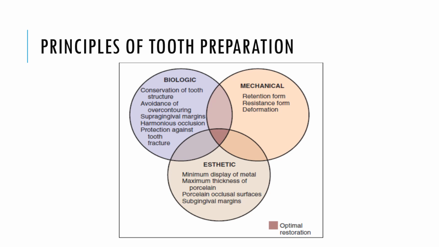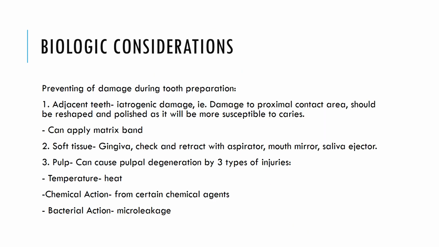Coming to the most important topic here, the principles of tooth preparation, which is biologic, mechanical, and aesthetic. So basically, the biologic is conservation of the tooth structure, avoidance of over contouring, supragingival margin, harmonious occlusion, and protection from fracture. Mechanical has three principles: retention, resistance, and deformation, right? Aesthetic is we are basing our preparation so that there is less show of metal, maximum thickness of porcelain, subgingival margin, and the occlusal surface should be of porcelain. When you get everything in the middle, you have an optimum restoration.